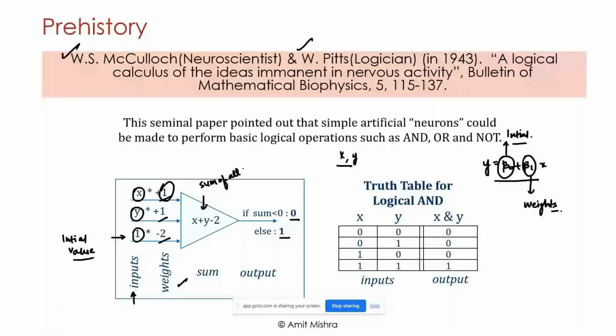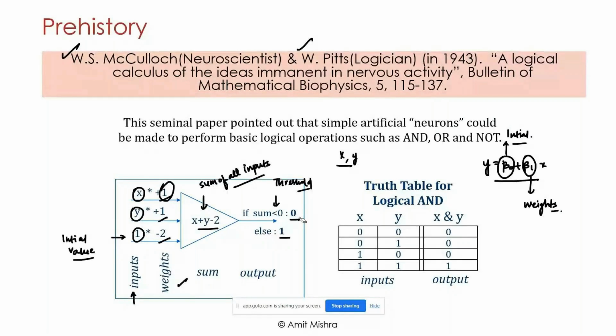Once we got the sum of all the input, we'll compare if the sum is smaller than 0 or greater than 0. What is the 0 thing? 0 is your condition. You can call it a threshold value. So we will compare here the summation value. If it is smaller than 0, then output will be 0, else it will be 1.